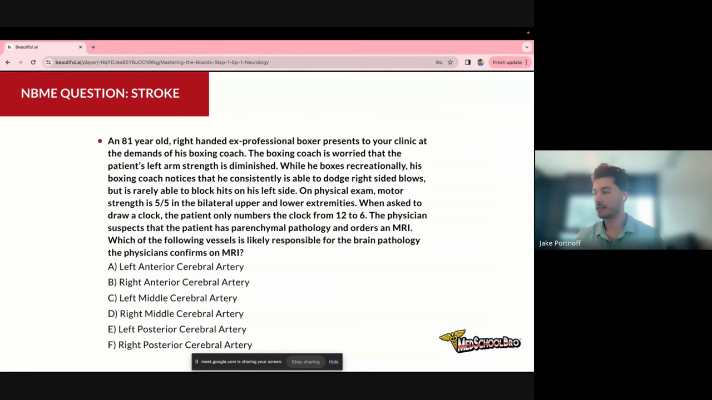I see some D's. I see a C. D's. Okay. If you said D, you are correct. That is your right middle cerebral artery.